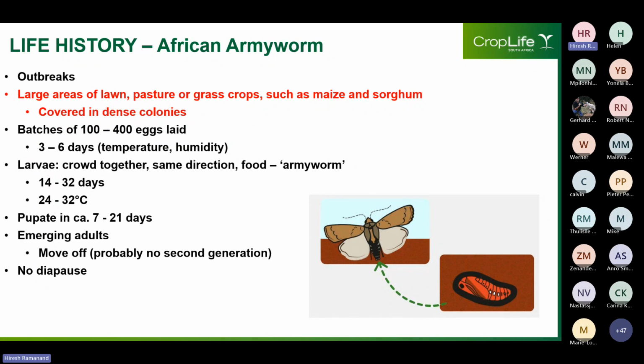Fully grown larvae bury themselves in the ground to pupate. After about 7 to 21 days, the moths emerge and will probably move off and not produce a second generation in the same place. Finally, like the fall armyworm, the African armyworm cannot diapause and will therefore continue to migrate to favorable environments. Right, so with that, we have now covered the respective life histories.